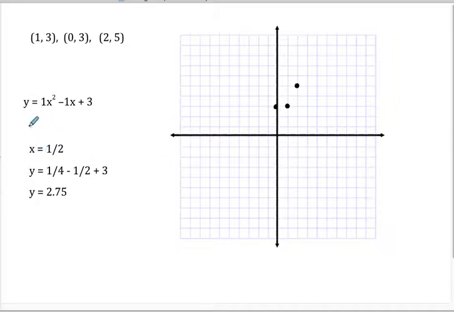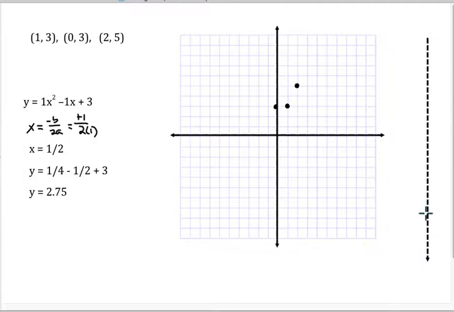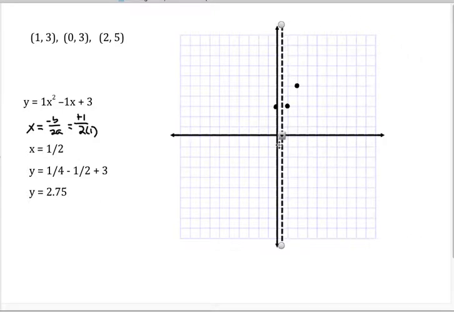So remember that the vertex is along the axis of symmetry, and the rule for the axis of symmetry in standard form is x is equal to negative b over 2a. So in this case, that's negative 1, which is positive 1, over 2 times 1, or 1/2. So here at x is equal to 1/2, I have my axis of symmetry. Bring that in. And then I'm just going to evaluate that function at 1/2 to find the value.